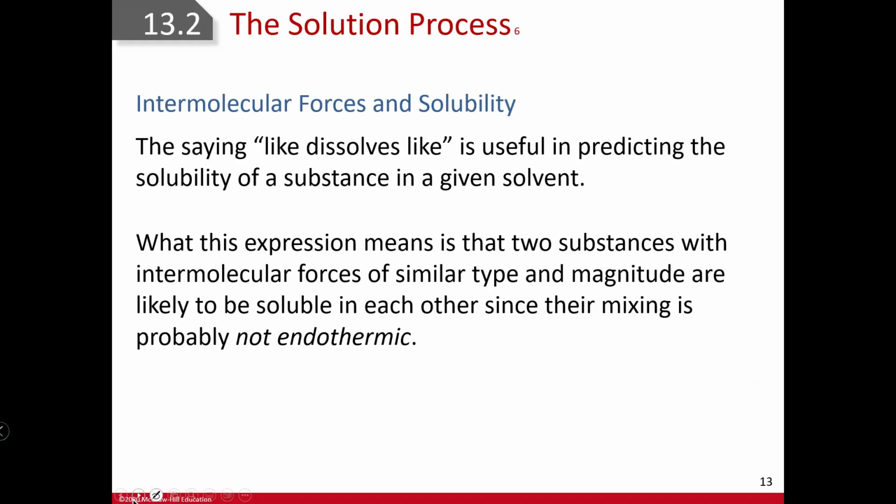All right. So here's what I've said before, and this is the main phrase that you get out of chapter 13. Like dissolves like. It's useful in predicting whether substances will dissolve or not. Okay? So it means that if the intermolecular forces are similar in type and magnitude, so is the intermolecular force the same, nonpolar, nonpolar, or polar, polar, and how large that force is, that will determine whether the reaction is mixing, and if it's great, it means it's probably not endothermic, it's going to be an exothermic process.